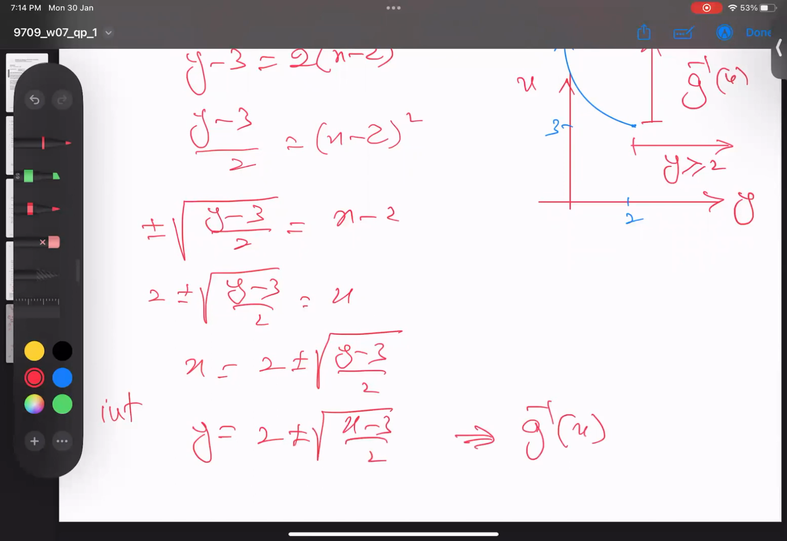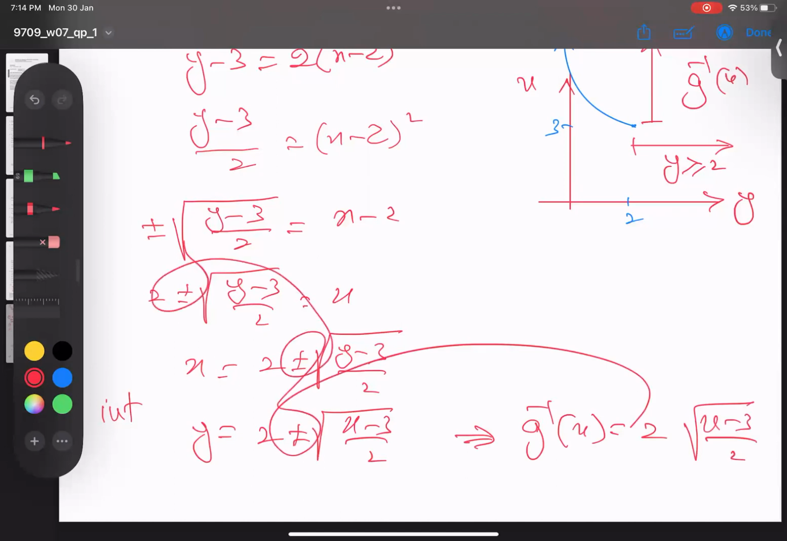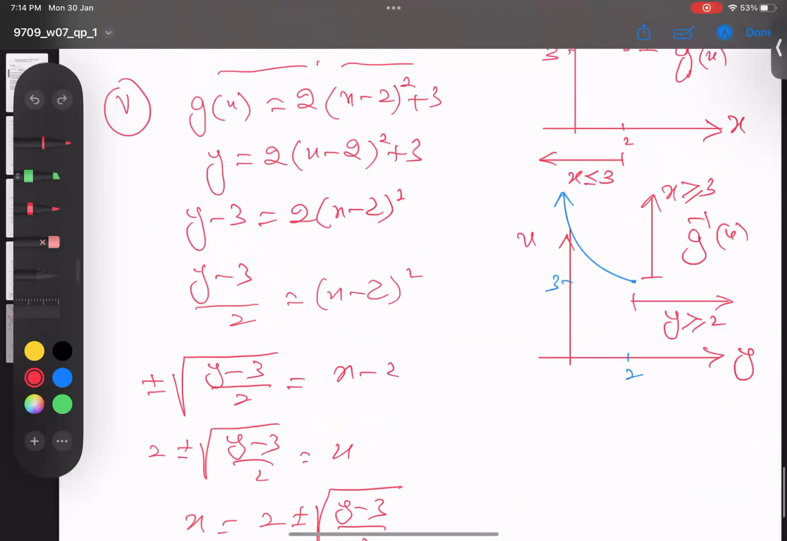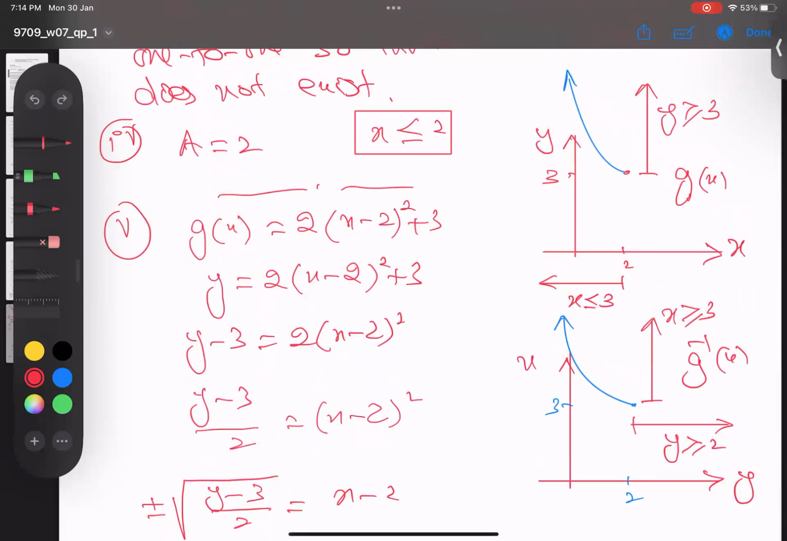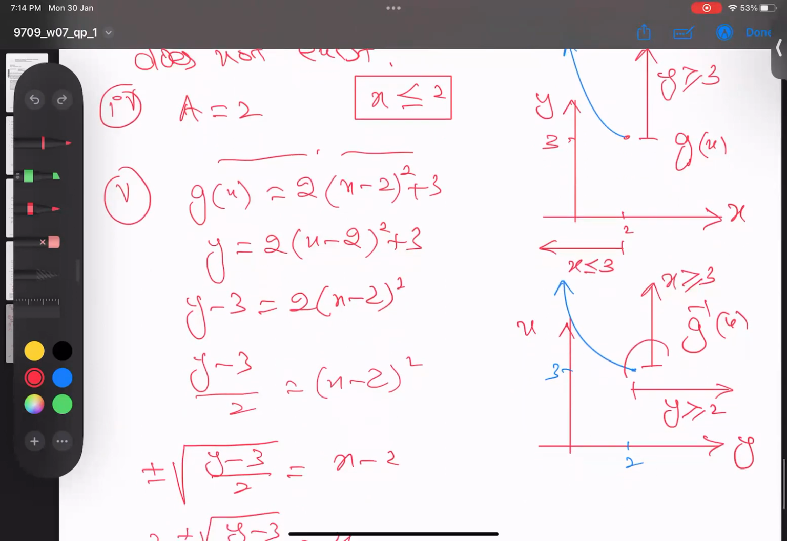But one important thing is left. What is that? We have to put either plus or minus here, not both signs are acceptable. Let's see now. The decision of the sign will come from here. My question: if you go, your domain goes from here upwards.